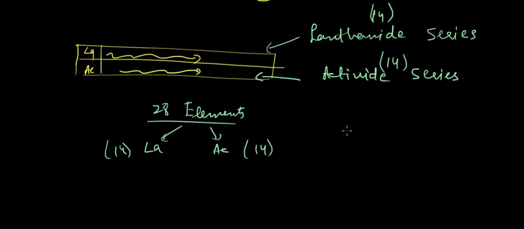Okay, so next concept is we'll be saying exception of Aufbau principle. Okay, so in case of electronic configuration of lanthanide and actinide, last electron enters the 5d and 6d subshell respectively instead of entering 4f and 5f respectively.